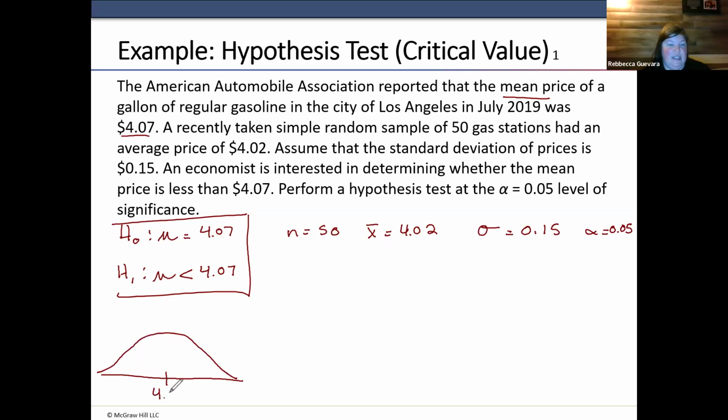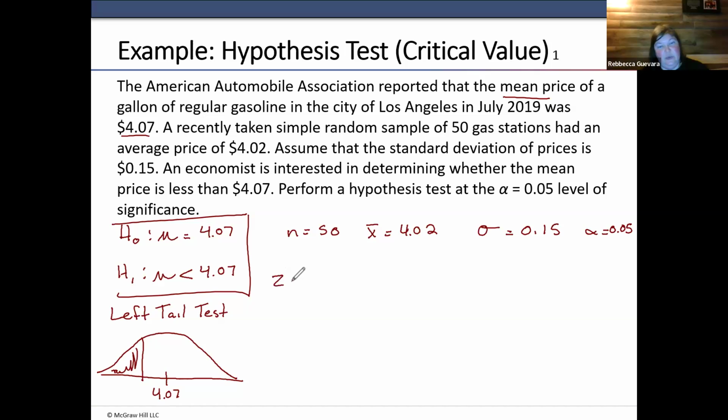So we're looking at what is normally going on. They're claiming that gas is actually less than the claim. So this is a left tail test. Right, so we need to find a couple things here. One is we need two different z-scores.